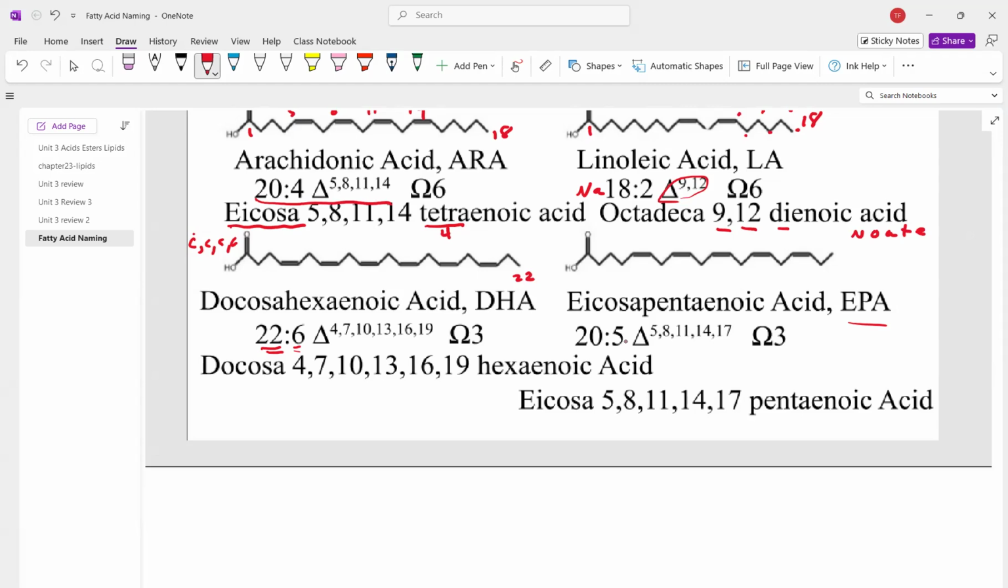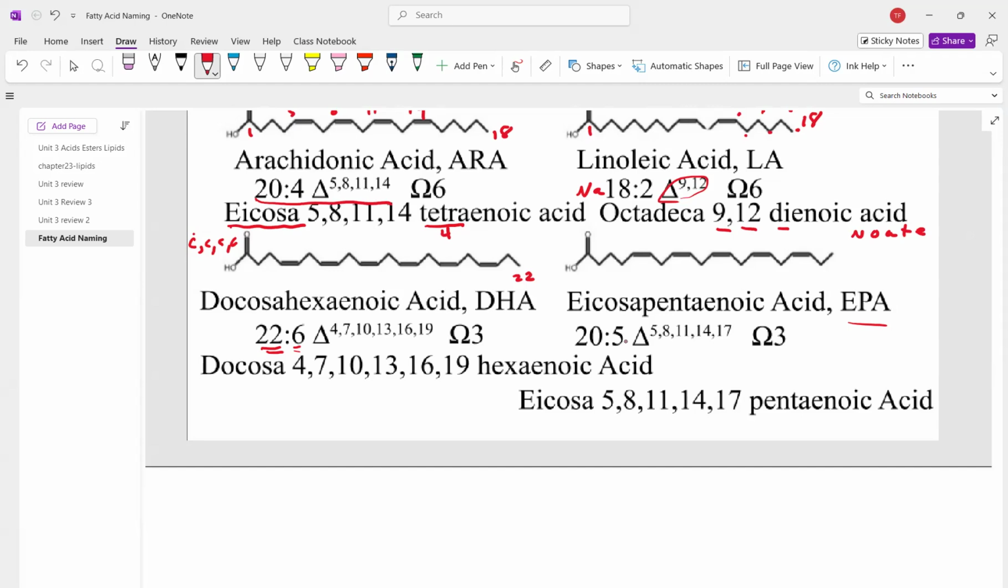Think of the P as the penta, the H in DHA is hexa. That's one way that I remember how many double bonds are in each one of them. Okay, so this would be 6 cis.